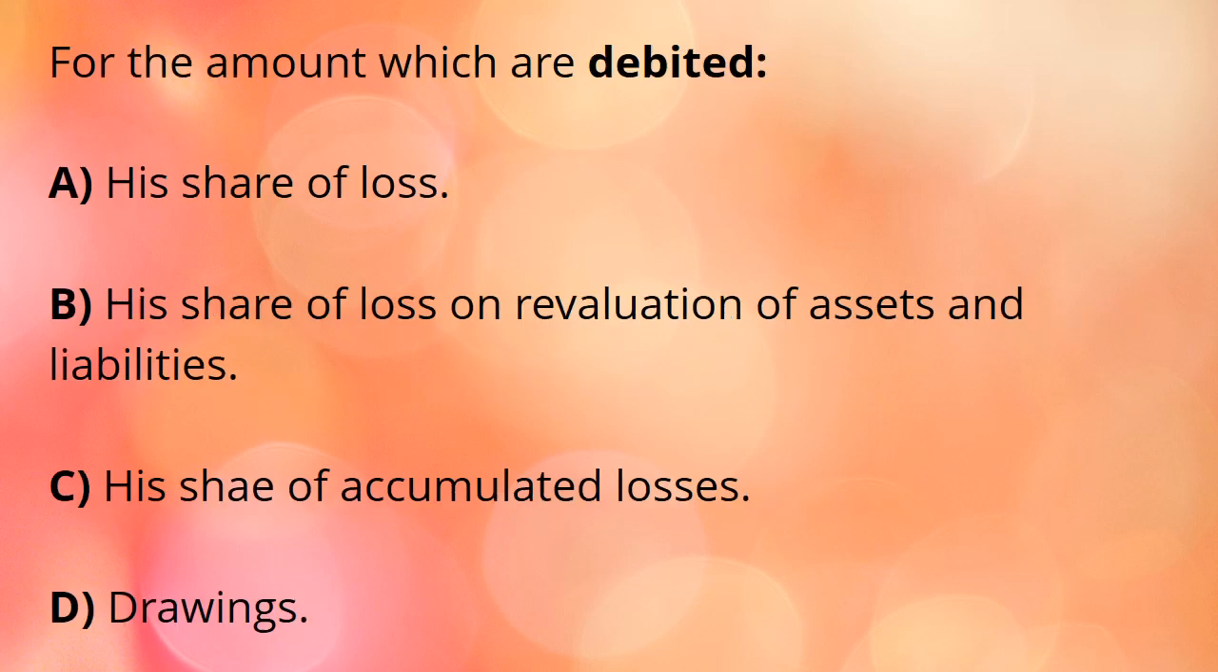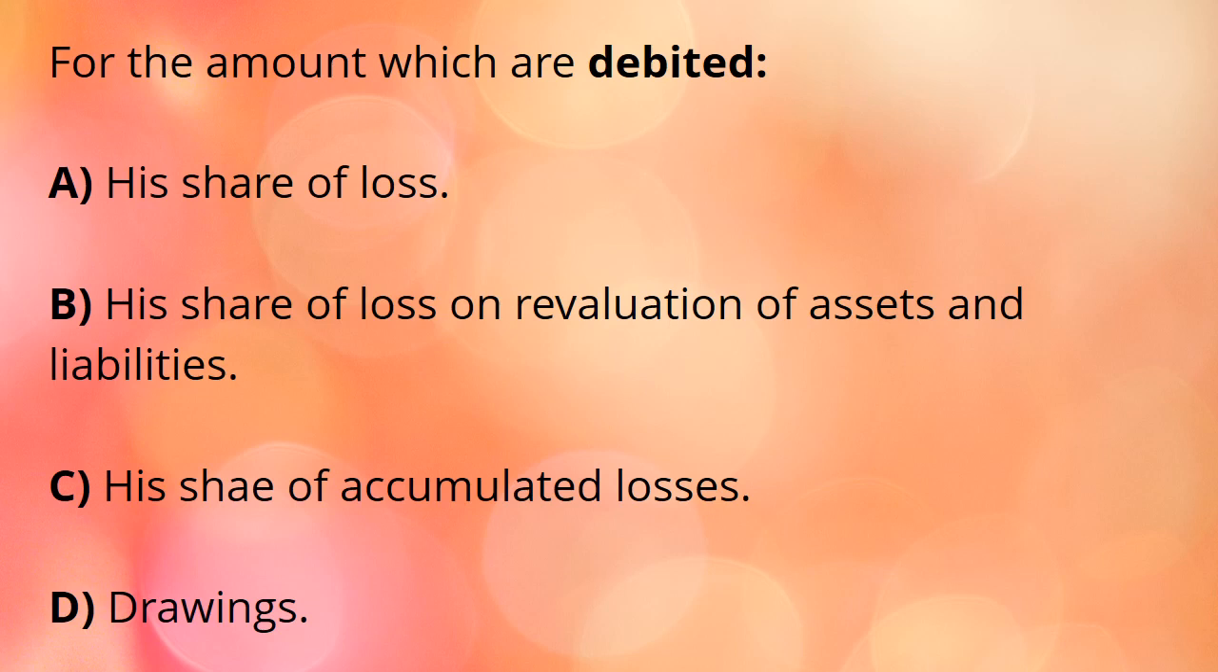For the amount which is debited. अभी देखिए कैपिटल अकाउंट के डेबिट में जो आइटम्स रहेंगे, A number, his share of loss. B number, his share of loss on revaluation of assets and liabilities. C number, his share of accumulated losses.